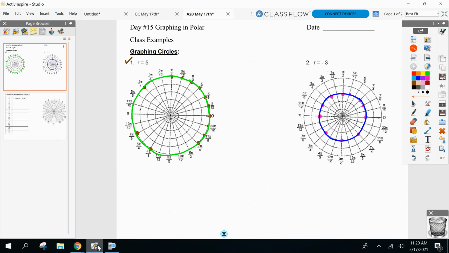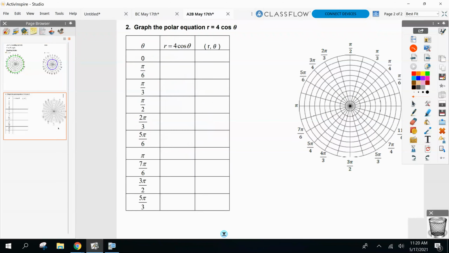Anything at all, those are pretty basic. You're always going to get a circle if you just have r equals a number. Now we've got to change it up. All right, let's change it up now. Let me throw a sine or a cosine in there at you.